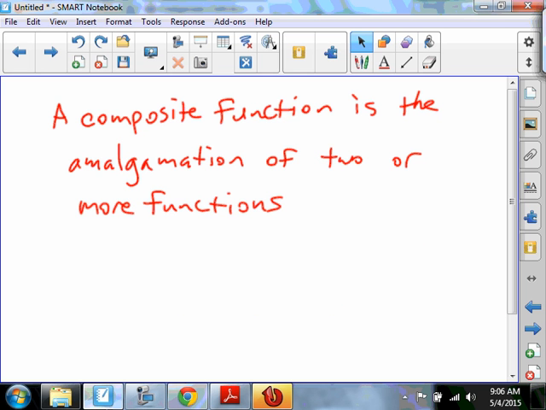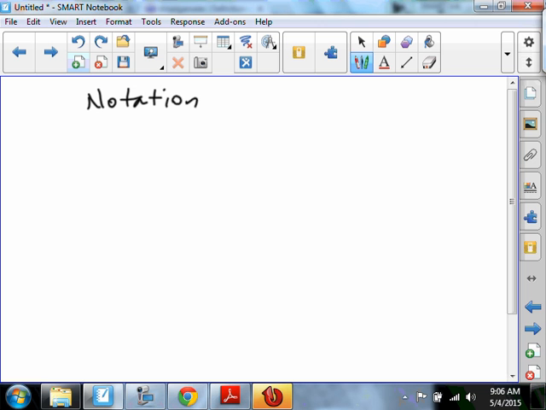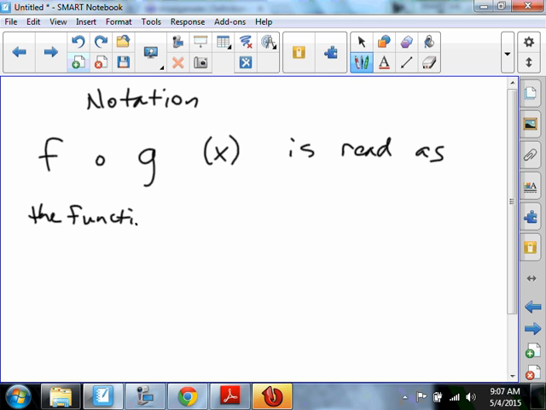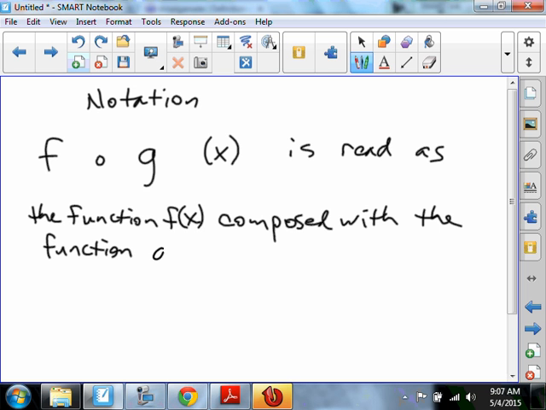So let's see. Notationally speaking, we use this weird notation. Okay? Notation: f, weird dot, g, left parenthesis x right parenthesis is read as the function f of x composed with the function g of x. So that weird dot, some people call this notation the fog notation. What I'm saying is this weird dot right here means composed with. Okay.